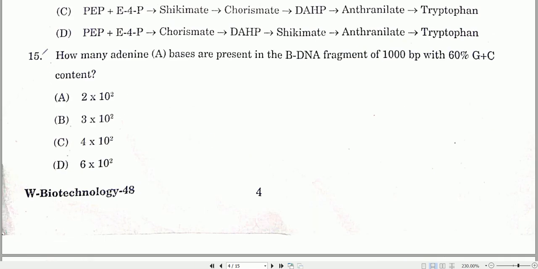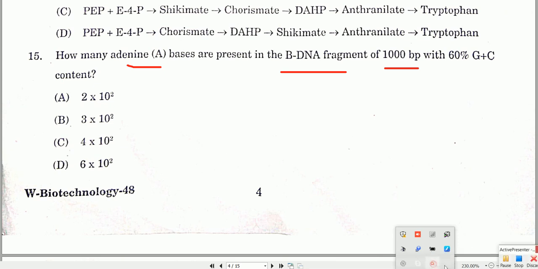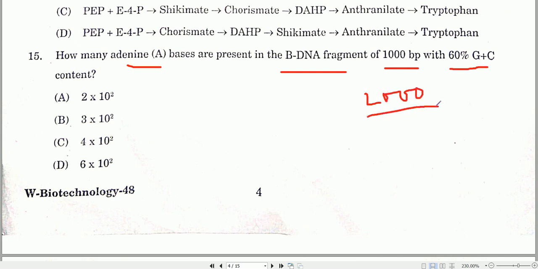Coming to question number 15. How many adenine bases are present in a DNA fragment of 1000 base pairs with 60% GC? So here the GC content is 60%. First we need to know the number of bases. So 1000 base pairs means that will be 2000 bases.